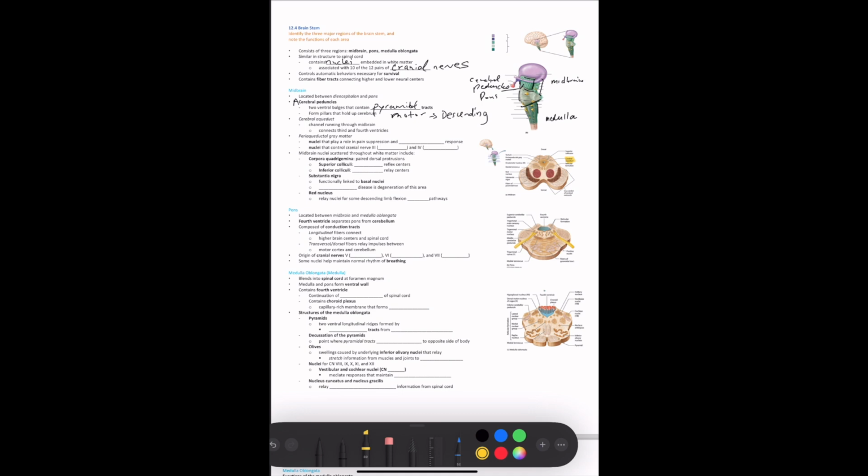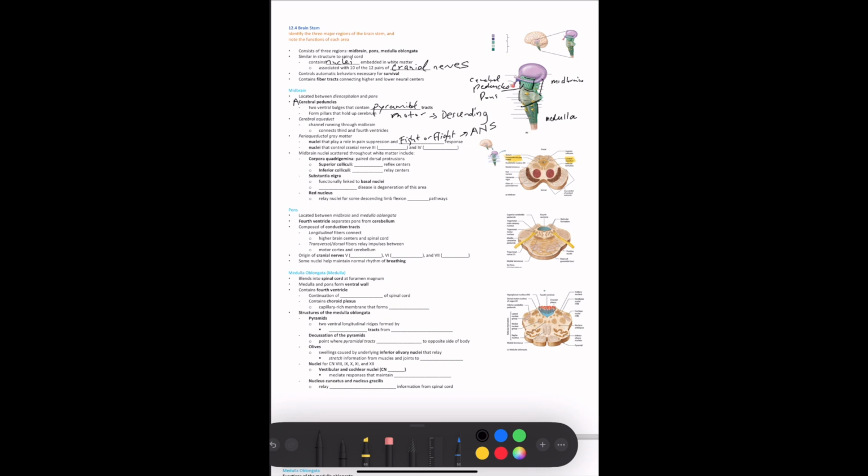You also have the periaqueductal gray matter, and its nuclei are going to play a role in pain suppression, including our fight or flight response. This is associated with the autonomic nervous system.